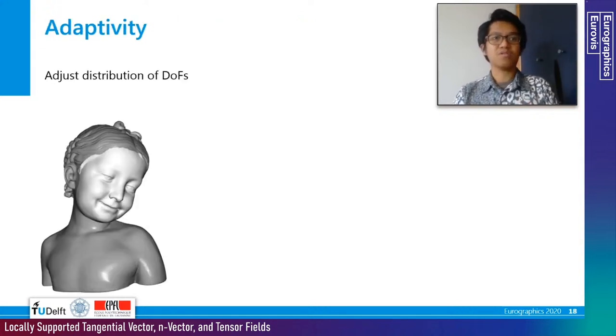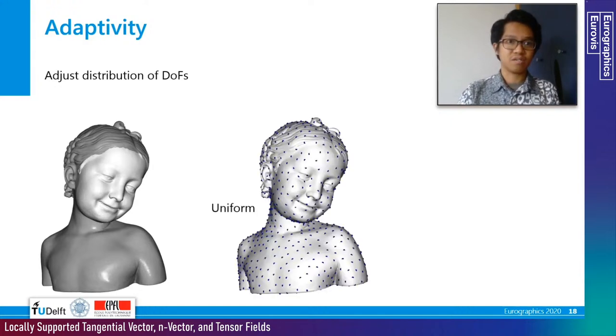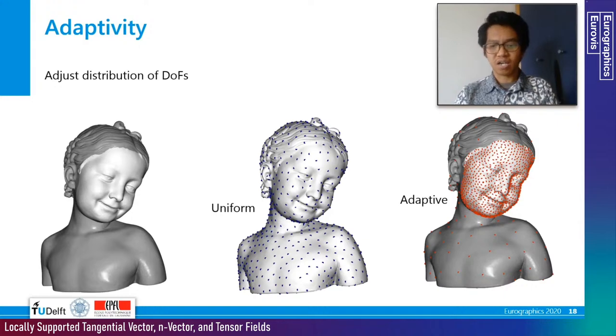So suppose that we are interested in designing tangential fields at the face of the model. We can adjust the metric to get more degrees of freedom on the region, simply by scaling up the distance matrix at the area of interest. And by doing so, instead of this uniform sampling, we will get more degrees of freedom in the desired area.